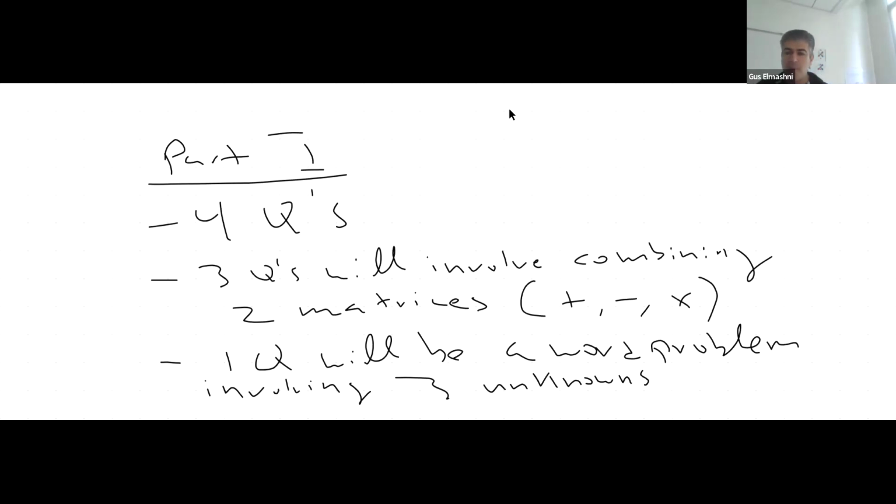But one question will be a word problem involving 3 unknowns, and it'll be something you have to solve algebraically. Let me rephrase that, because I think the right words are involving a system of 3 equations. Is that more clear? My apologies, I have to make sure I'm using the right words for you guys. Okay, 3 equations.